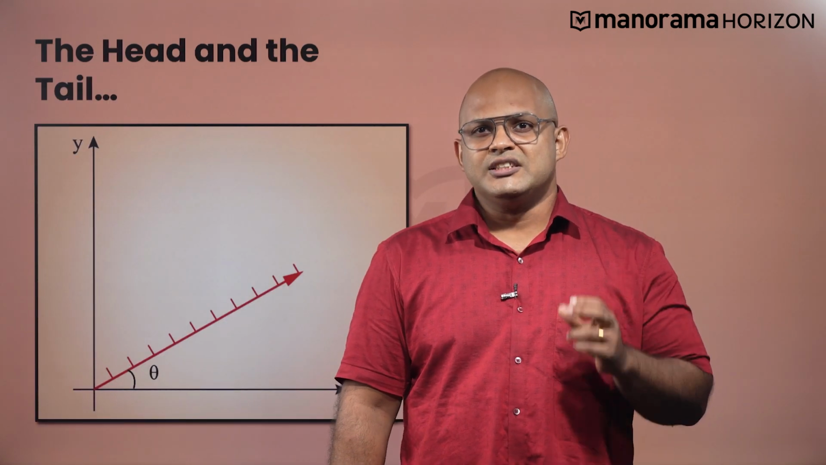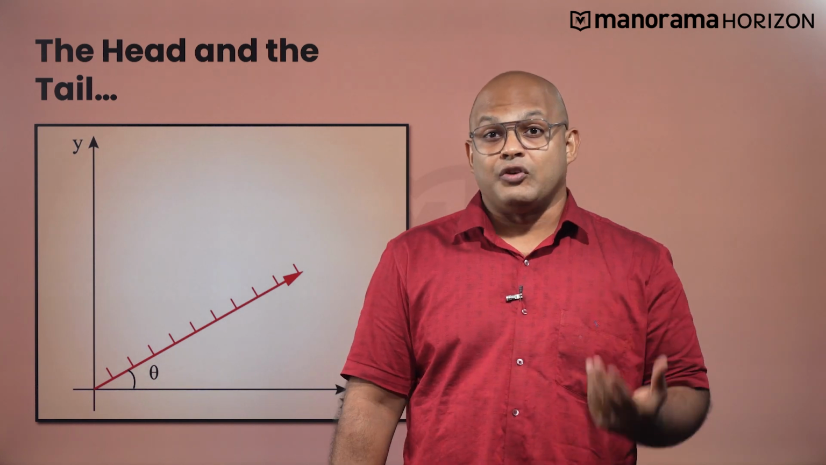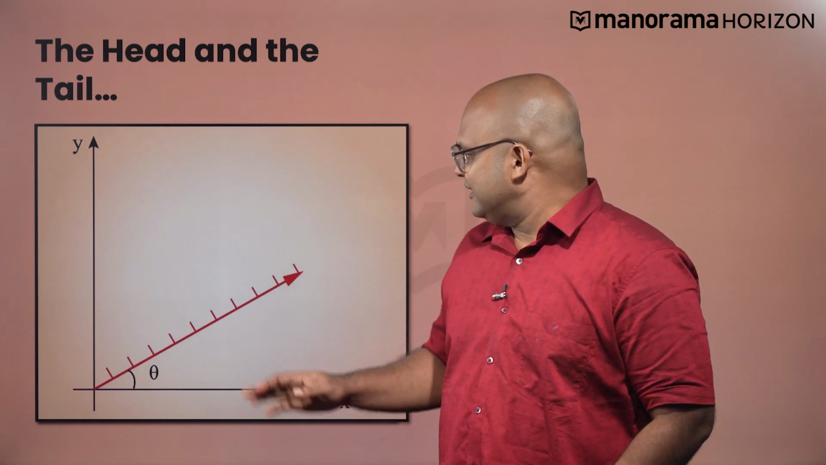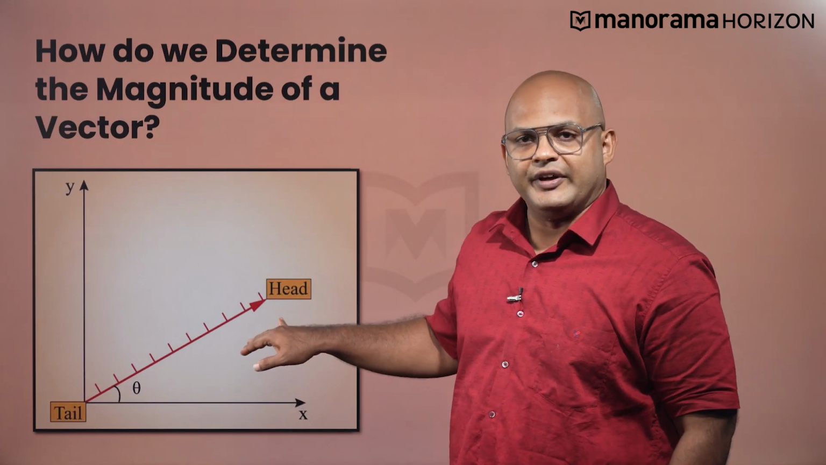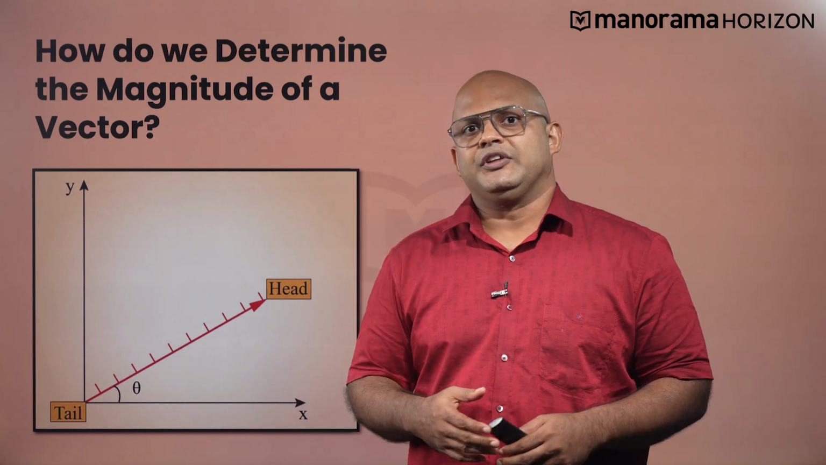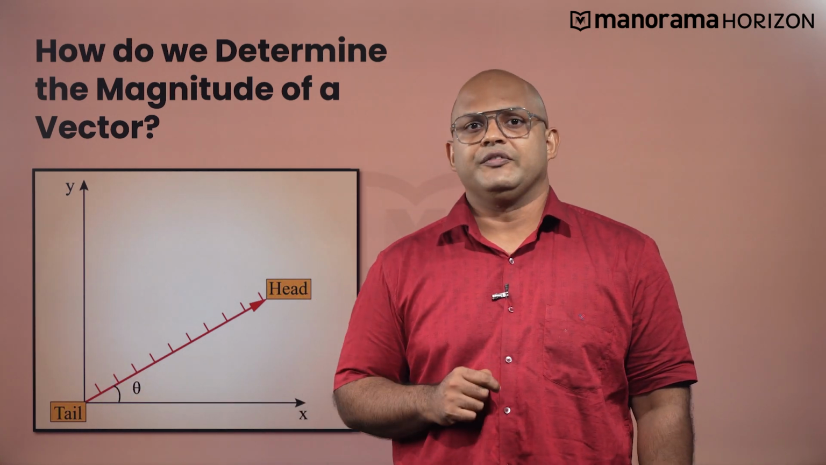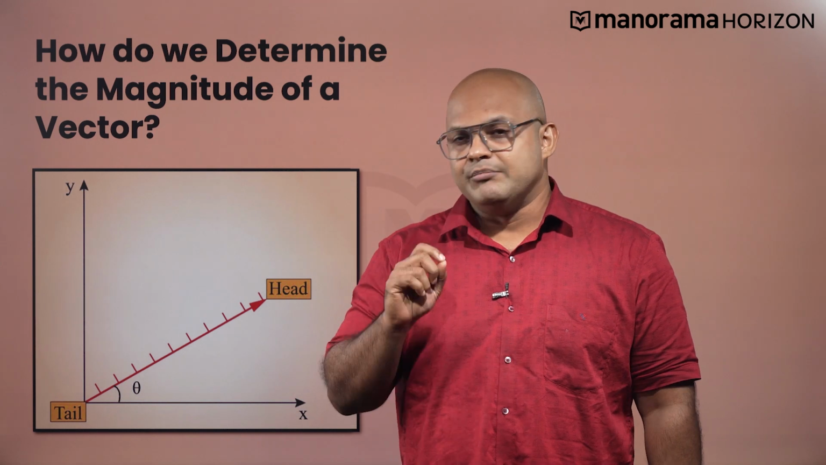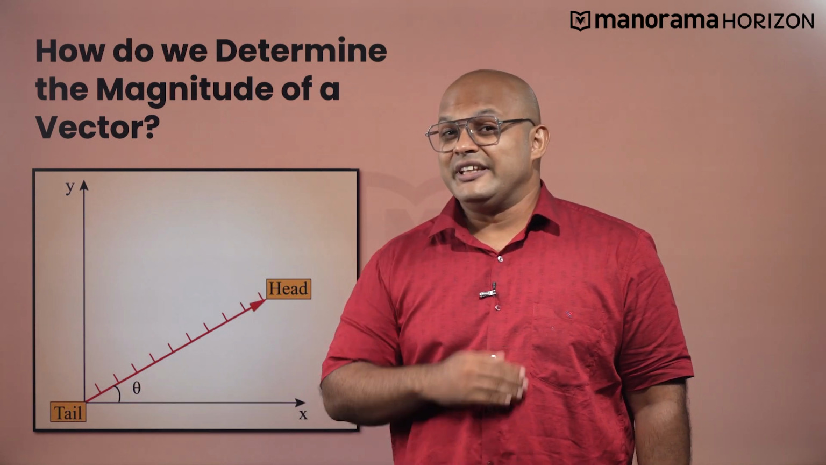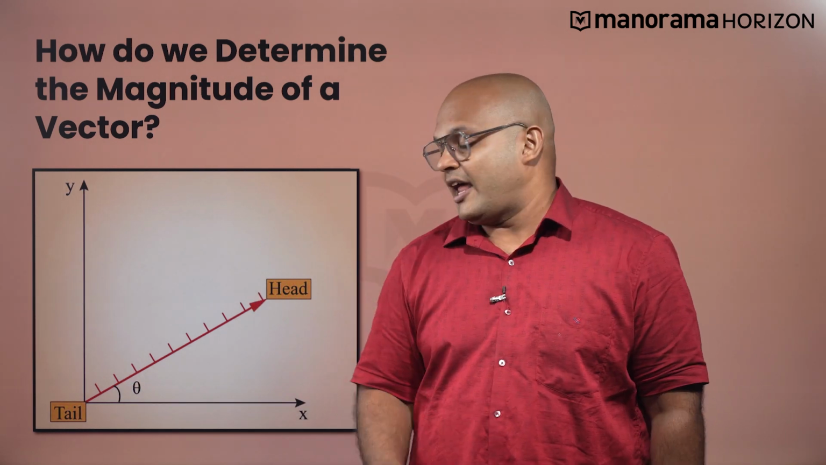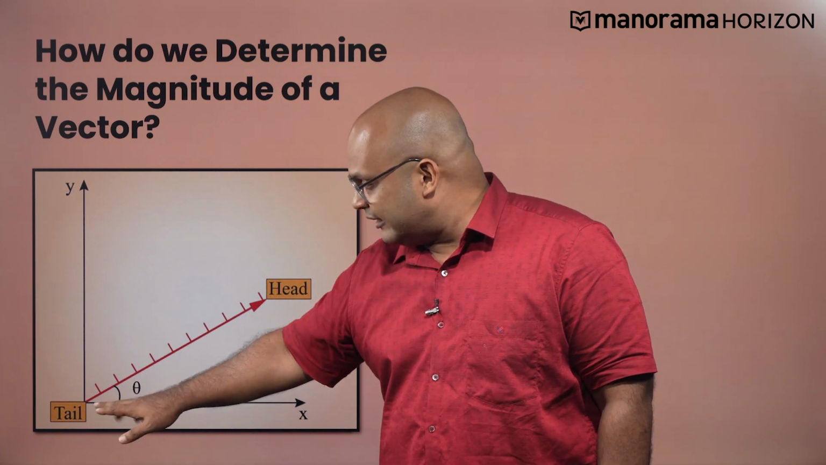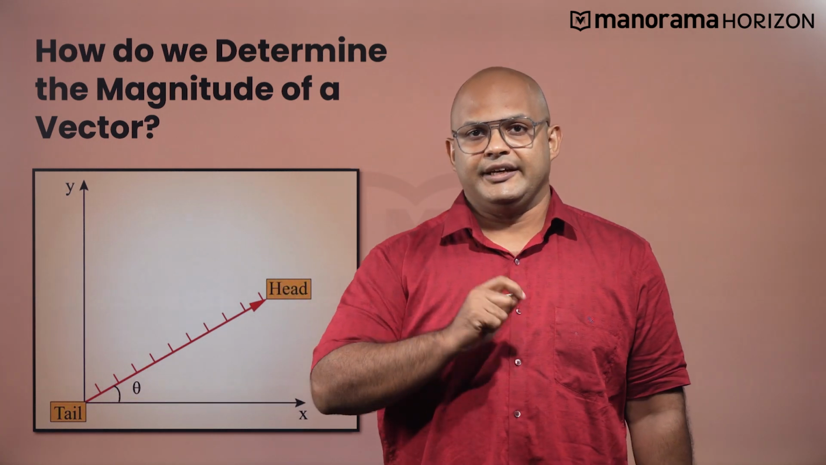So let us look at this figure to understand the structure of a vector. This is the head of the vector, that is the termination of the vector, and this is the tail of the vector or the origin of the vector. To determine the magnitude of this vector, which is the length of the vector, we subtract the coordinates of the tail from the coordinates of the head.